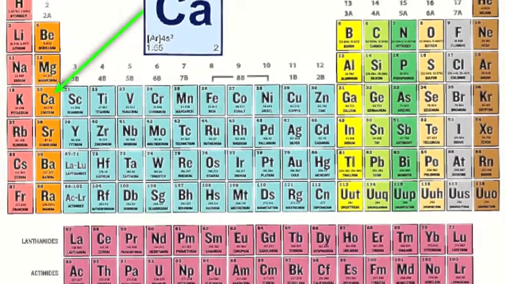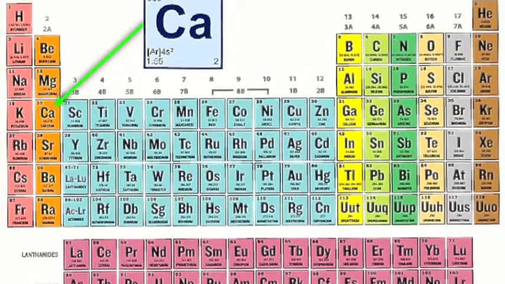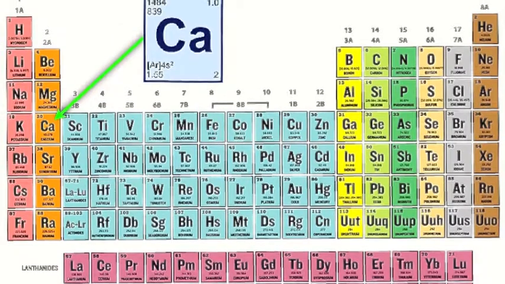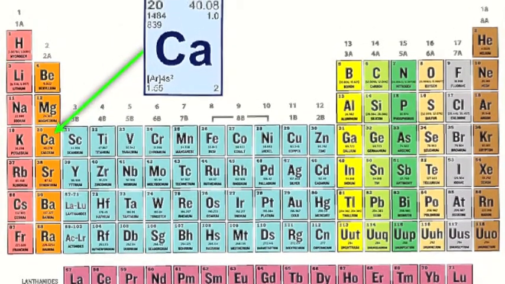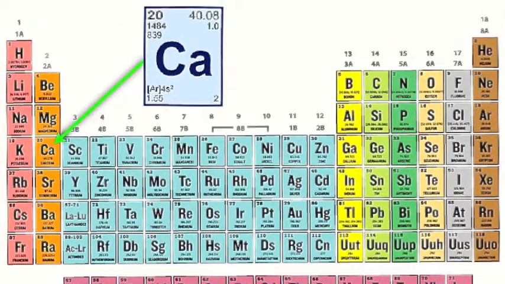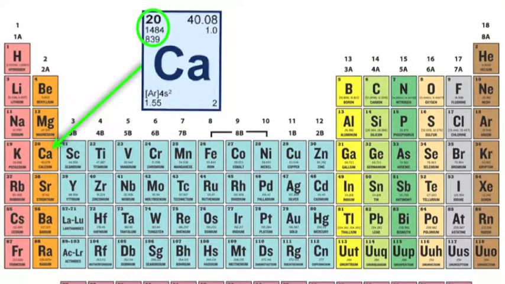This is the periodic table. Its 118 elements make up the world as we know it today. Now take a look at the element calcium, our element of focus today. Notice how it has the number 20 in its top left-hand corner? That's calcium's atomic number.